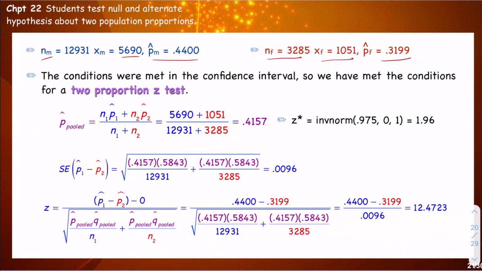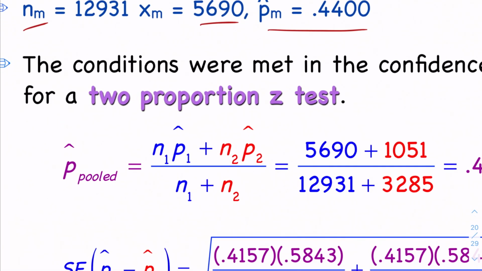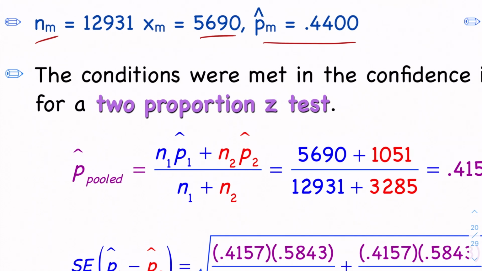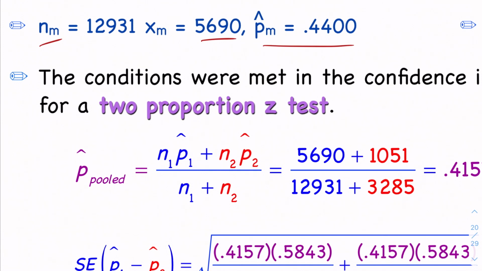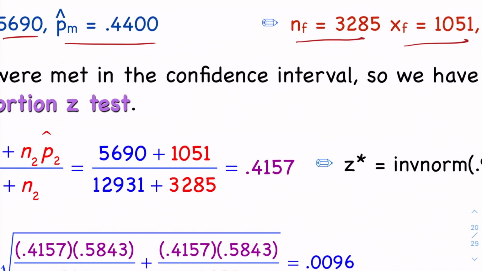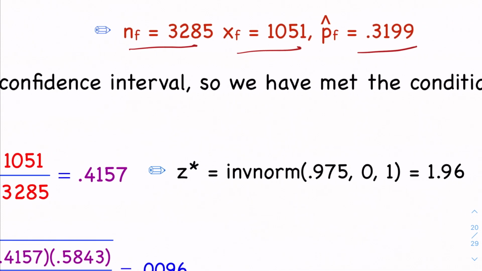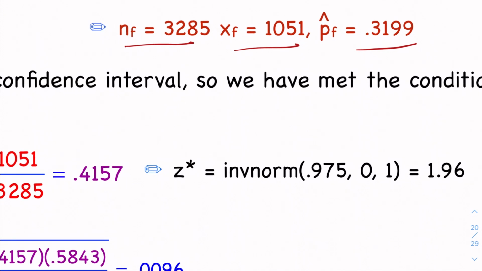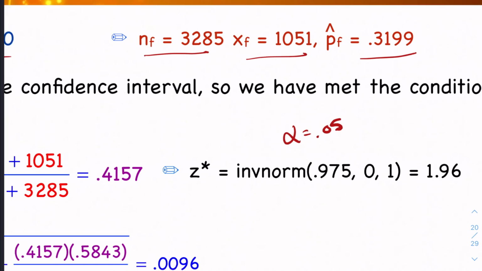So let's actually come up with the pooled sample proportion. We're going to use this pooled sample proportion when we're figuring out the standard error. Okay, so this is our pool: N1 P1 hat plus N2 P2 hat over the sum of the samples. So we get 0.4157. With our critical value, we said 95% confidence interval, so our alpha level will be 0.05, 0.97501, which is 1.96.